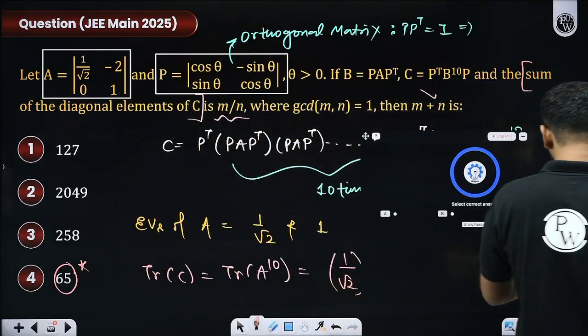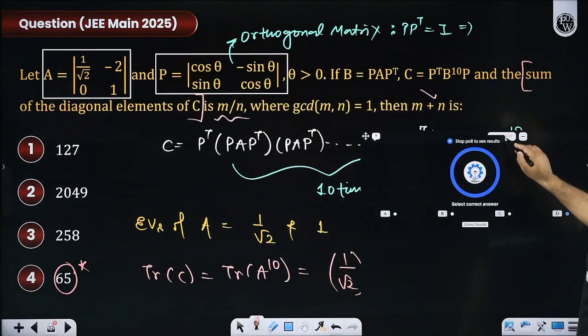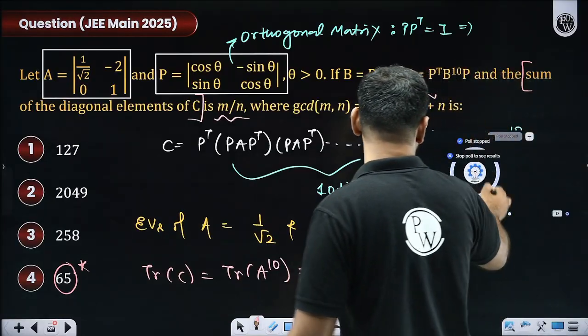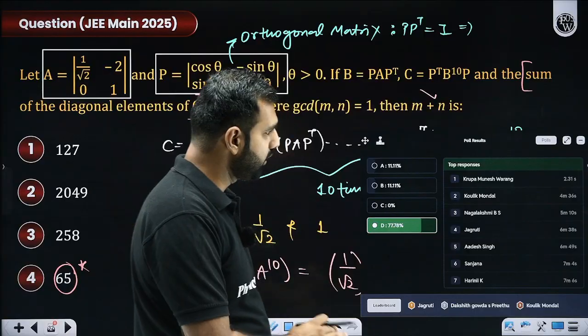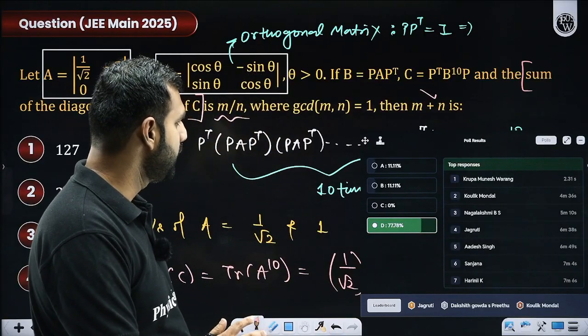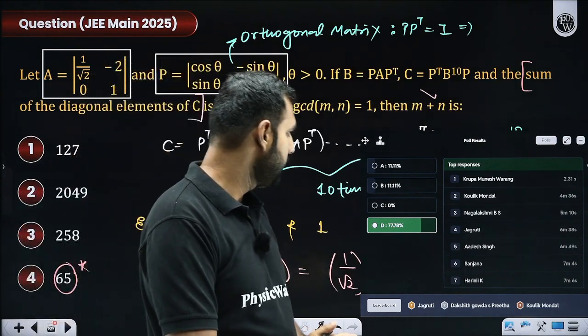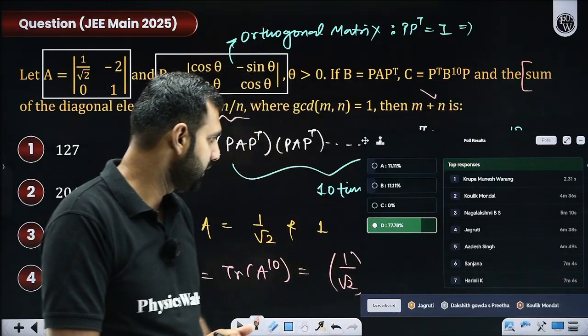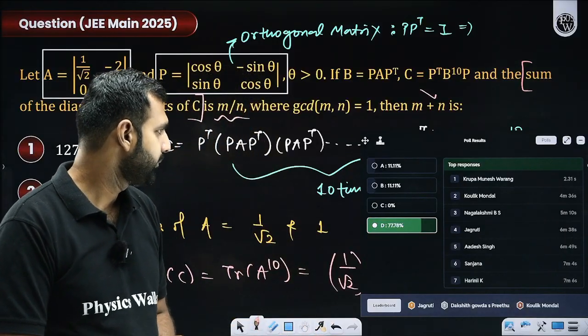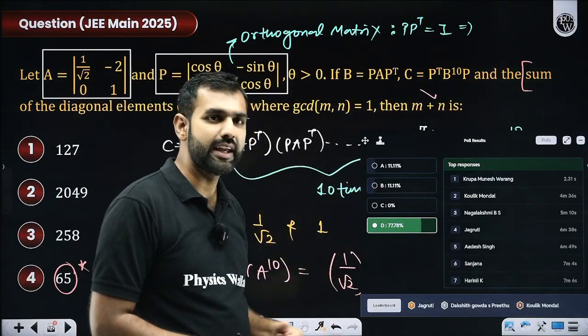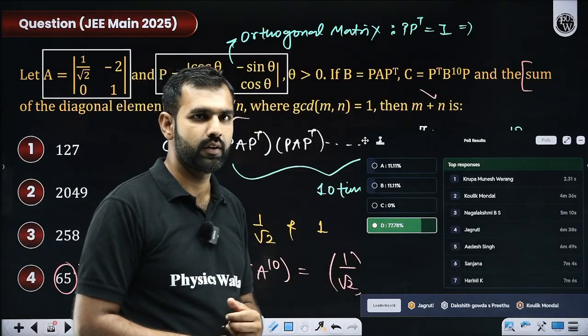I think nothing else is asked. How many of you genuinely did it by yourself? How many of you got this conclusion by yourself? That's unbelievable, Krupa. Again, 2 seconds you took. Unbelievable. Kaulik, Nagalakshmi, Jagrati, Adesh, Sanjana, Harini. That's good. What about these kids who got A and B? What went wrong?